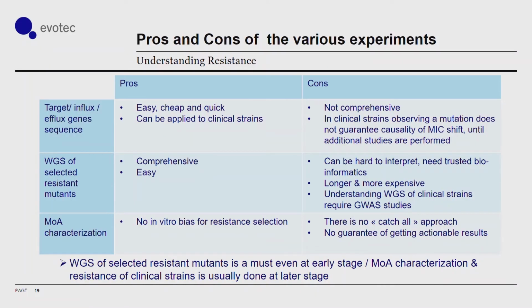So this is the pros and cons, and I will not really comment on that. But just to tell you that whole genome sequencing of selected resistant mutants is a must, even at early stage. So you should really do that. The mode of action characterization and resistance of clinical strains, you should do at a later stage because this is much more complicated than what you might think.